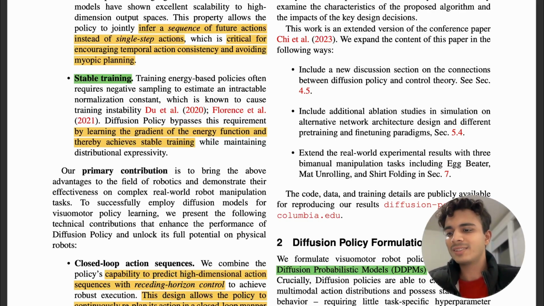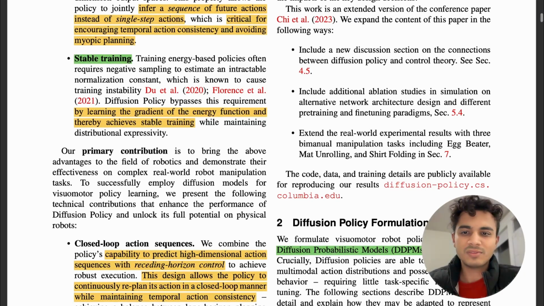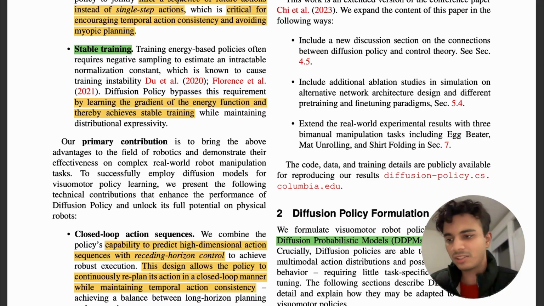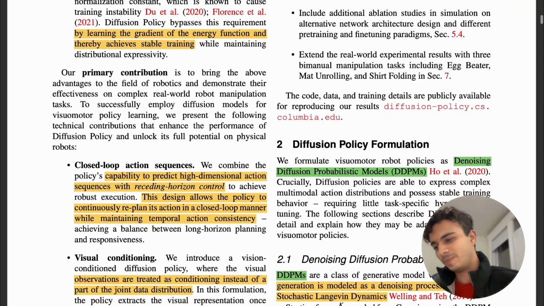Diffusion policy bypasses this requirement by learning the gradient of the energy function and thereby achieves stable training while maintaining distributional expressivity. Fine. It just means that this makes our training much more reliable. So there are these three things that are happening. First, our diffusion policy is flexible. It's very strategic. Smooth and coordinated actions can take place with this. And lastly, it is very reliable in terms of training. These factors make it special.